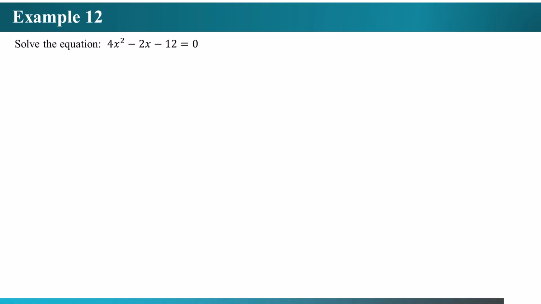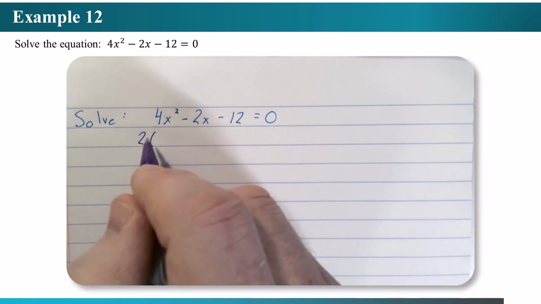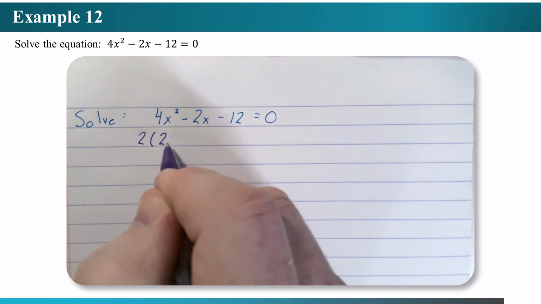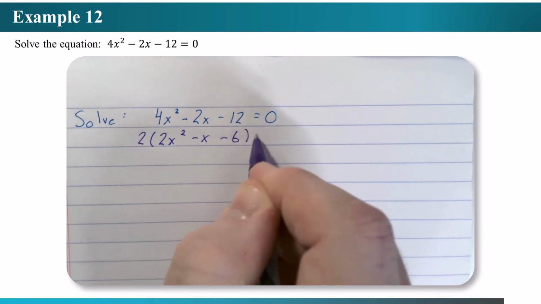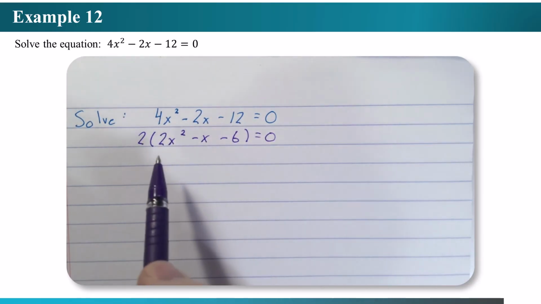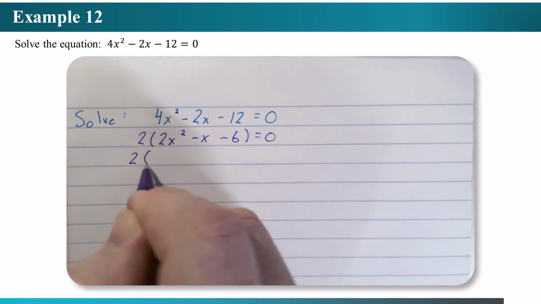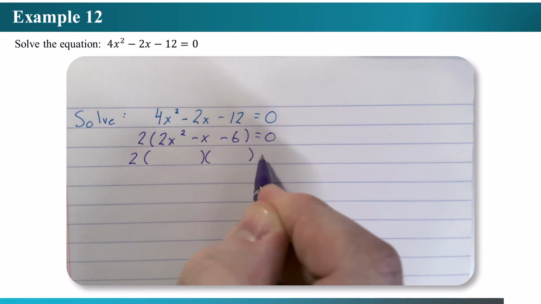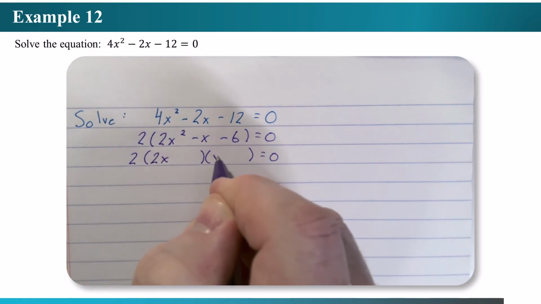In the next example, we want to solve the equation 4x squared minus 2x minus 12 equals 0. Let's see, I can start by factoring out a 2. And that's going to give me 2 times, I have 2x squared minus x minus 6 equals 0. Now I'm going to see if I can factor this part right here down a little bit more. So I've got a 2 times, and let's just set up 2 binomials. And I get 2x and x.